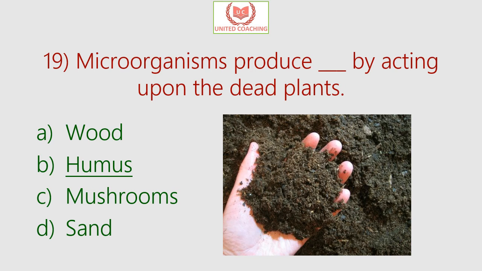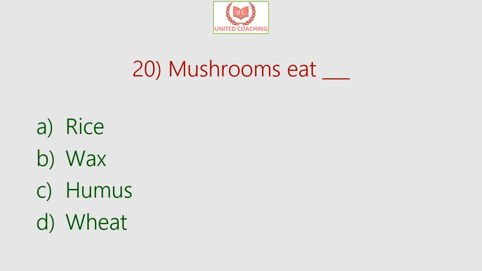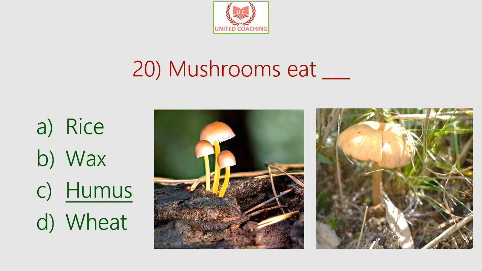called humus. Our next question is, mushrooms eat dash. So is it rice or wax or humus or wheat? So the answer is humus. Mushrooms contain no chlorophyll and are considered saprophytes. That is, they obtain their nutrition from metabolizing non-living organic matter. And humus is the organic component of soil that is formed by the decomposition of leaves and other plant materials or dead animals by soil microorganisms. So mushrooms feed on humus.